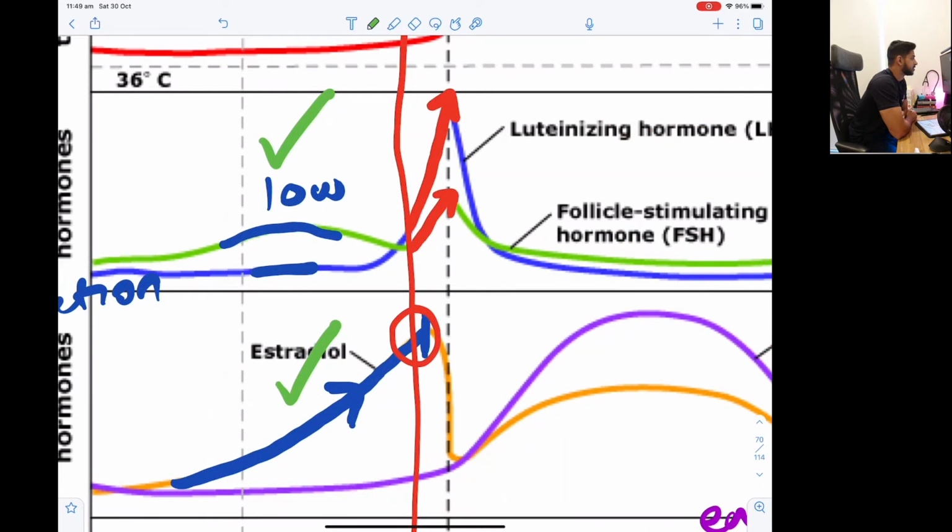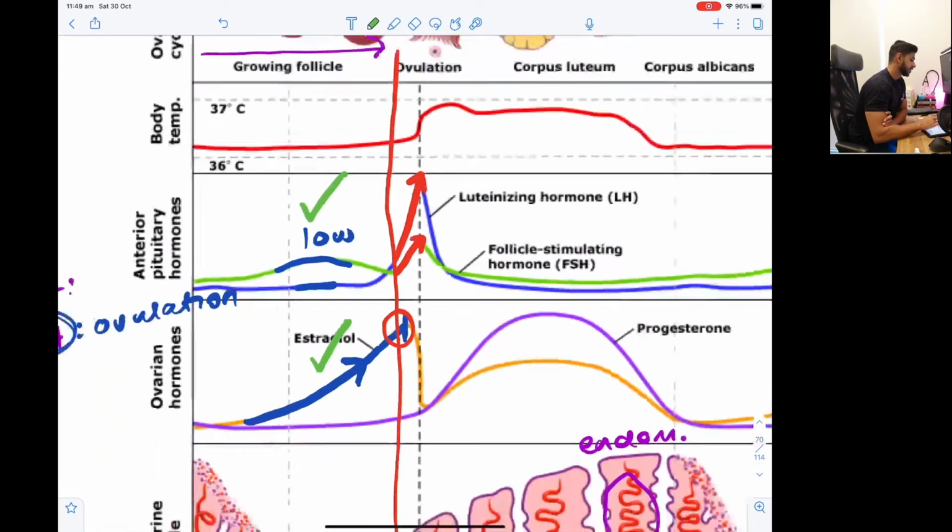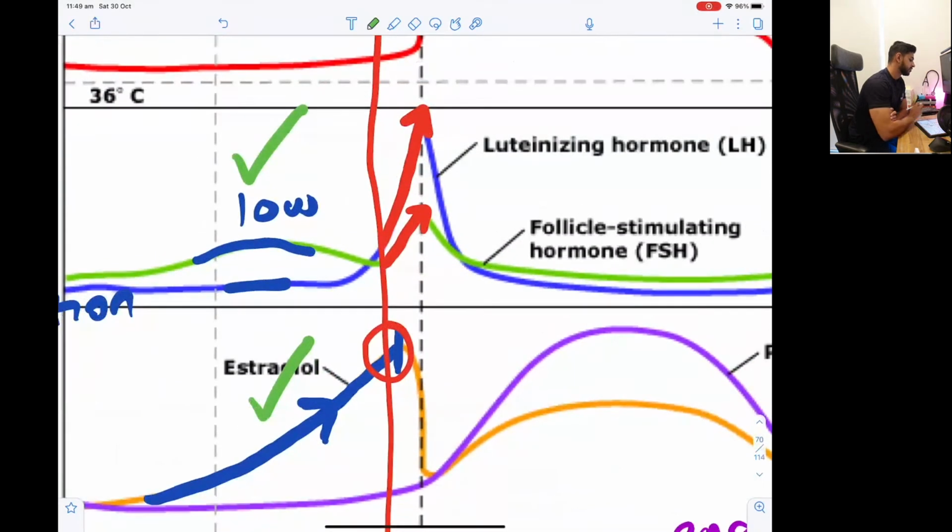Jerry? Because of ovulation. Ovulation has not happened yet. So you see the dotted vertical line? That's your ovulation. So these hormones are increasing to cause ovulation, but why are they increasing? Pranav? Is it because there's a positive feedback now?